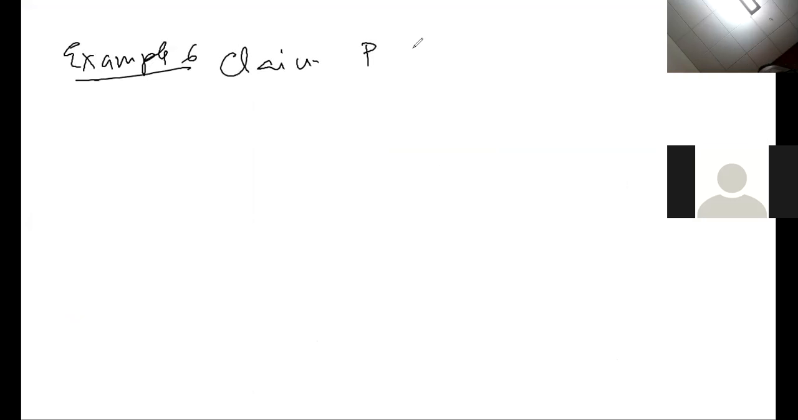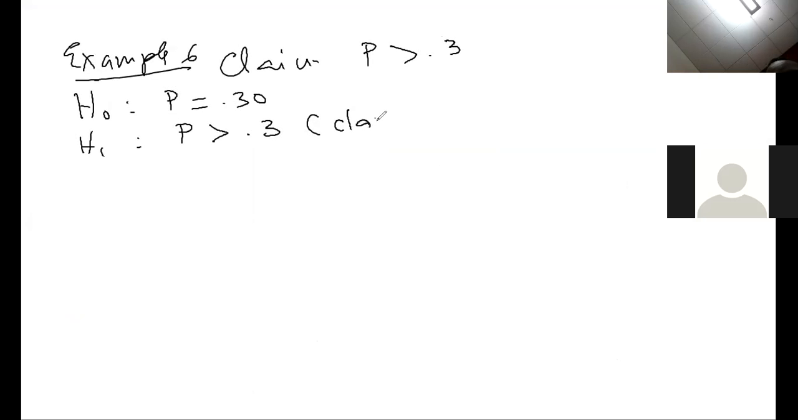Here in this example, the claim is that p is greater than 0.3. H0: p equals 0.3. H1: p is greater than 0.3, and this is our claim.